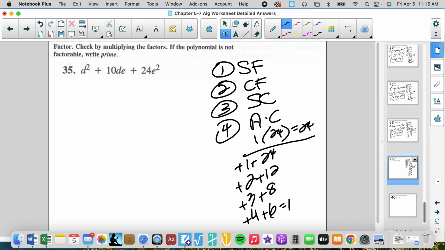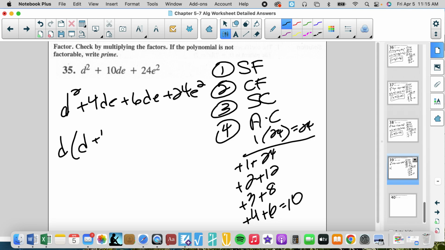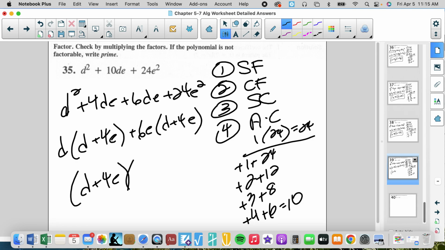It equals 10 right here. D squared plus 4DE plus 6DE plus 24E squared. Factor out a D, we get D plus 4E. Factor out a 6E, we get D plus 4E. D plus 4E times the quantity D plus 6E.